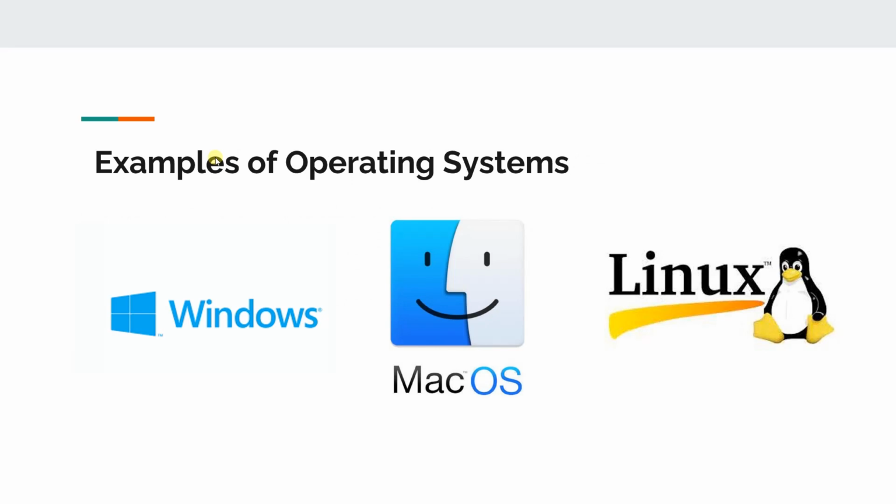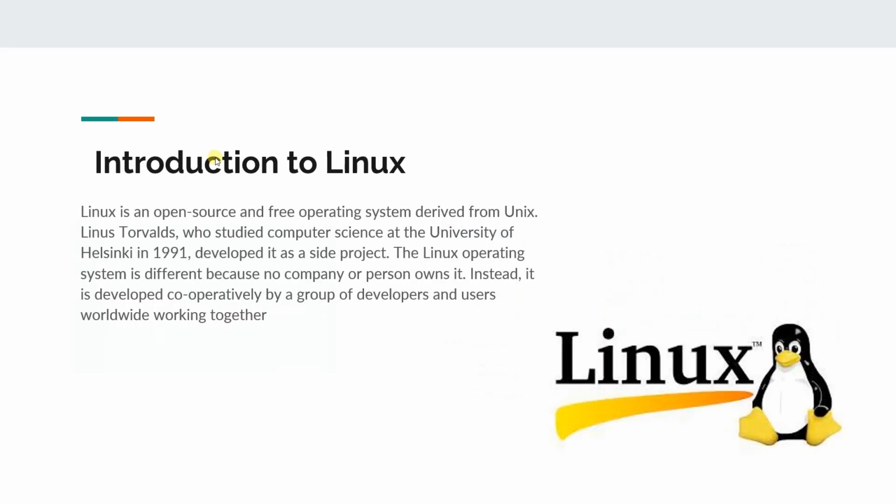We have different types of operating systems. We have Windows, we have Mac OS, and we also have Linux. In this course, we're going to focus more on Linux because it's one of the most popular among the three, and it's also open source.